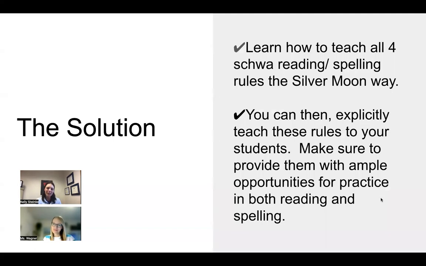So, when it comes to schwa, there is a solution to clear the confusion. It doesn't have to be elusive at all, because there really are 4 schwa reading and spelling patterns. And the Silver Moon text really outlines these very clearly, very explicitly, so that teachers can learn how to teach these rules just by reading the Silver Moon text, the curriculum. And once you feel confident, you can then teach these rules very clearly to your students, especially your struggling readers and spellers.